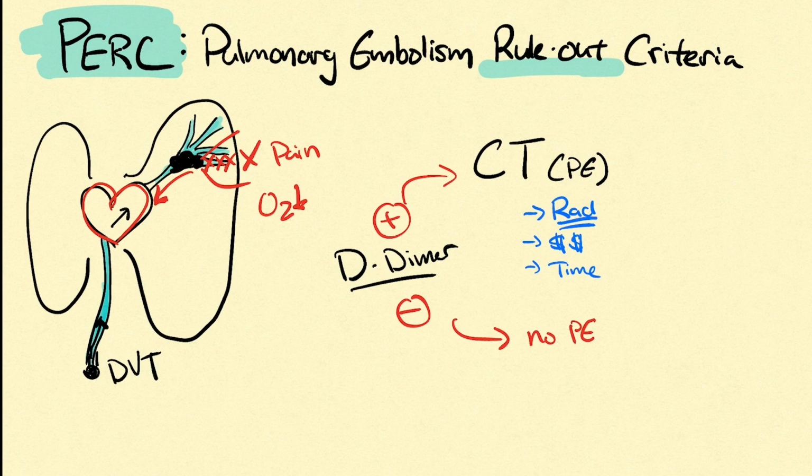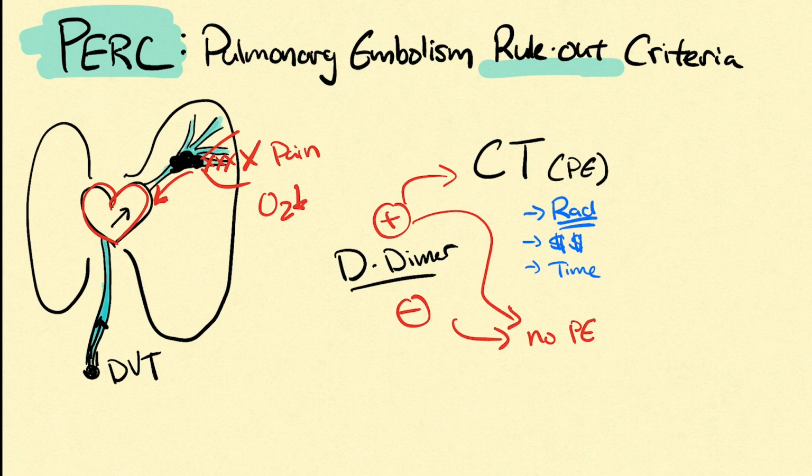Now, the issue is the D-dimer has a lot of false positives. That is, a lot of people have, for another reason, a positive D-dimer that is not from a DVT or a PE. And so you'll see a lot of people with positive D-dimers that ultimately still have no PE. And this D-dimer also itself requires a blood test.